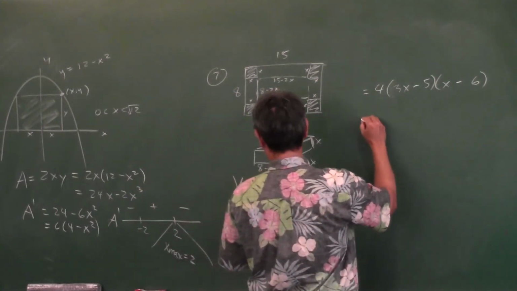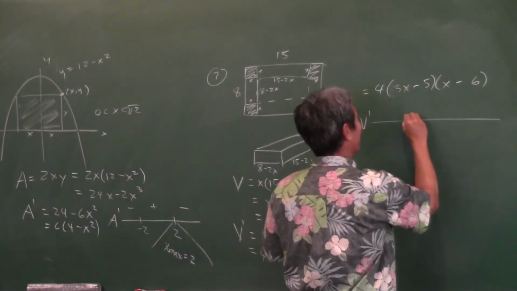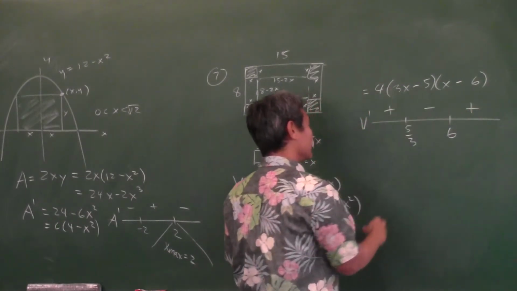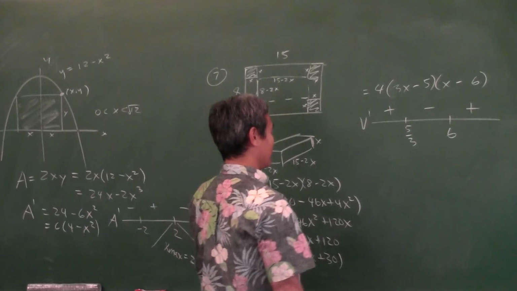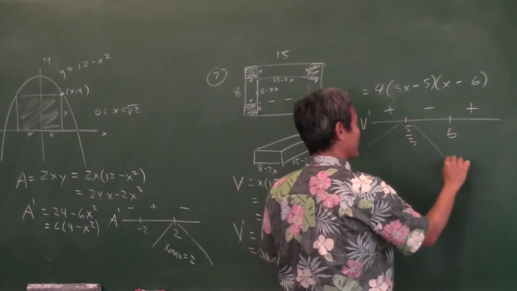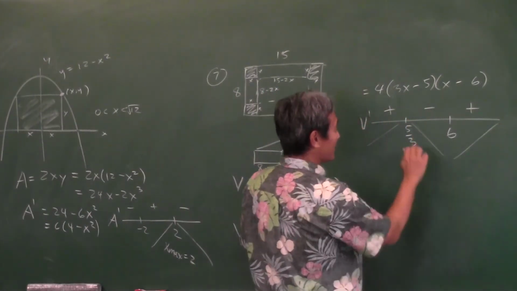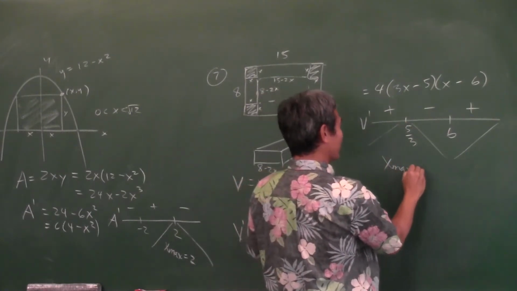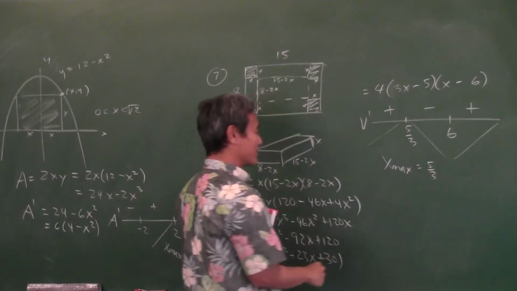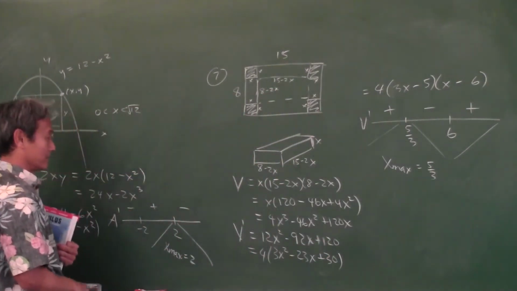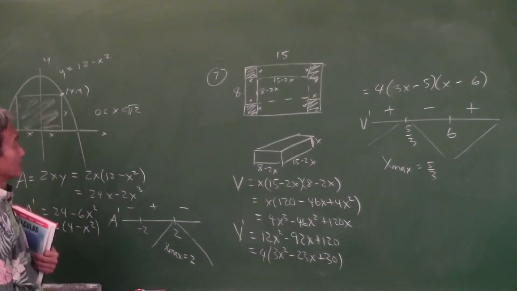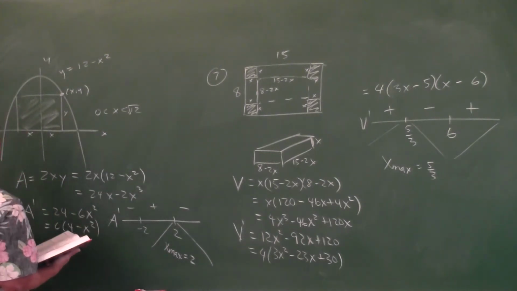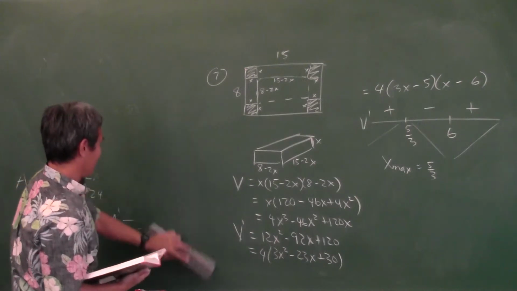And so, number line time, V prime, so we got 5/3, 6. How do I know it's plus minus plus? Yeah, and there you go, so volume is increasing, volume is decreasing, volume is increasing, so the maximum volume occurs right there. So x max is equal to 5/3, I will let you answer the question. So what was the problem with that? Exactly. That's the hardest part of the problem.